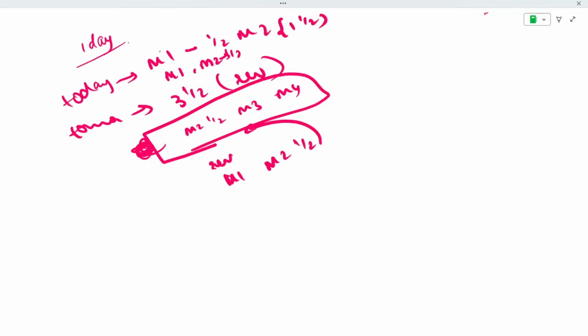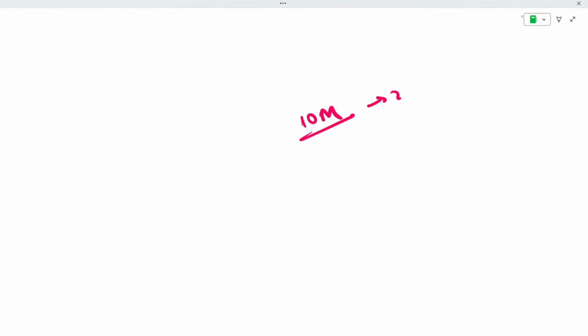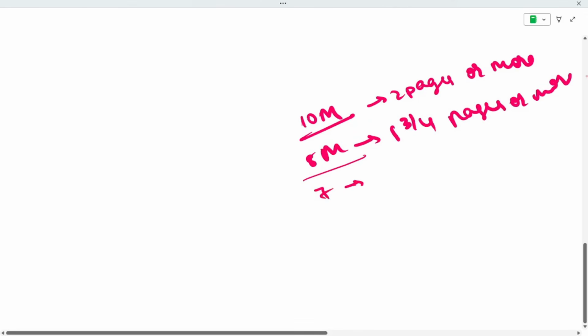And there will be no need to worry at all, and you can easily score 55 plus marks if you follow the tricks I'll be saying. You just have to write the answer and elaborate the theory a bit. If it is a 10 mark question, try to write 2 pages or more. If it is 8 marks, make it 1 3/4 pages or more. If it is 7 marks, make it 1.5 pages or more. And if it is 5 marks, make it 1 to 1.5 pages or more.